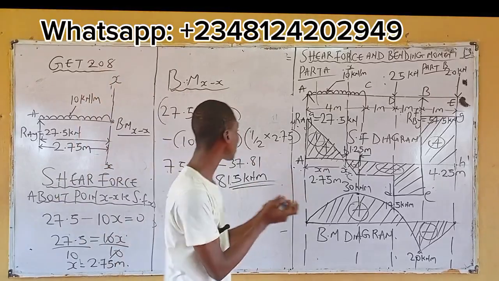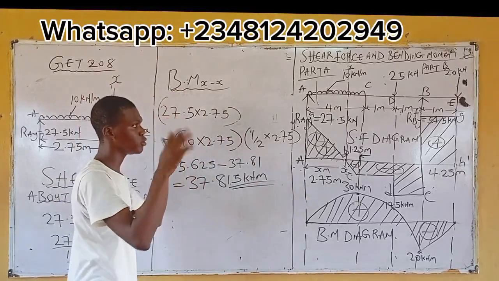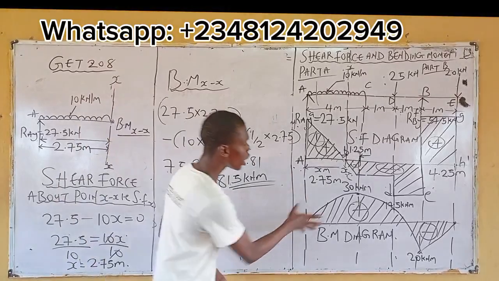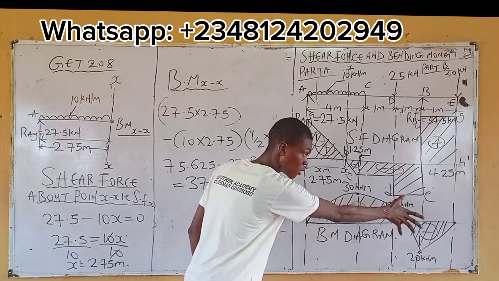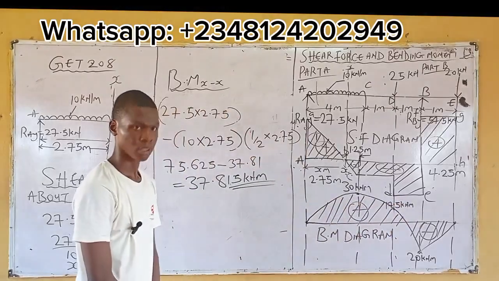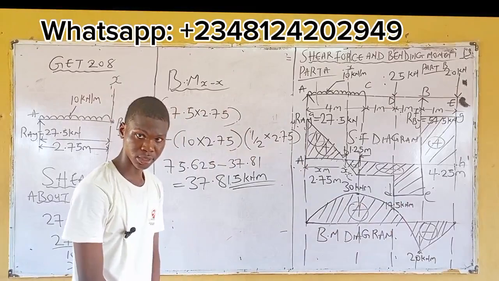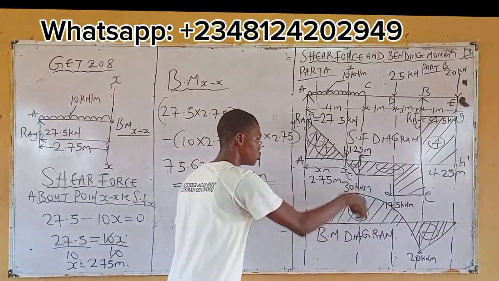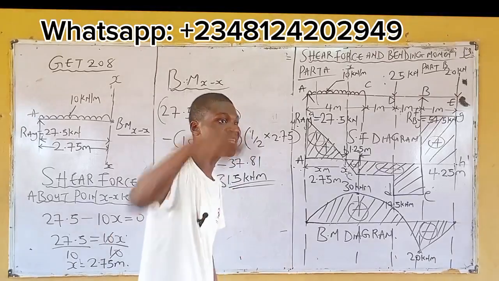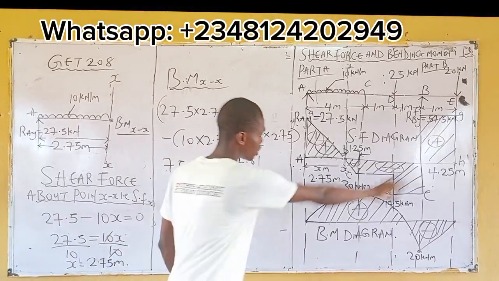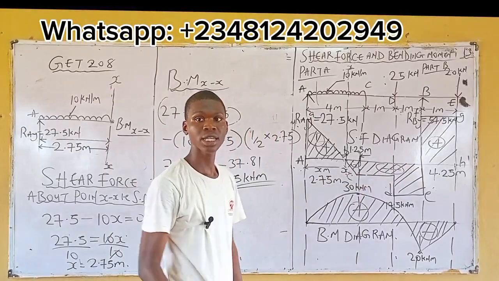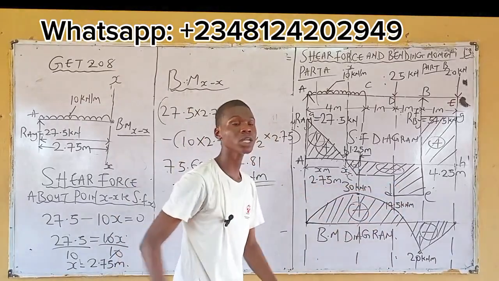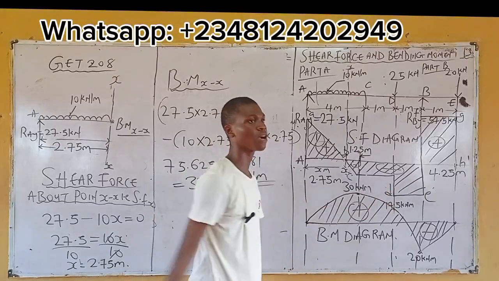Now, what if that question says indicate, draw the value? You already know that the highest value, the greatest value, is 37.815. Now, what you have here, what you've drawn before, do you know that it is not correct? Right? It is not correct in terms of how the shape is supposed to be. Like if the question says indicate the maximum value on your bending moment diagram.